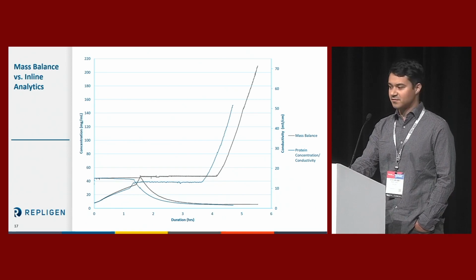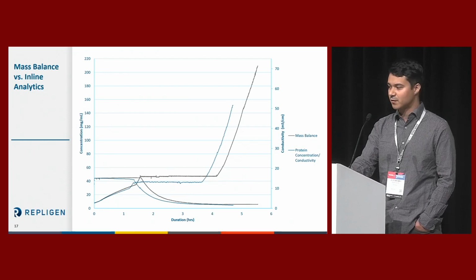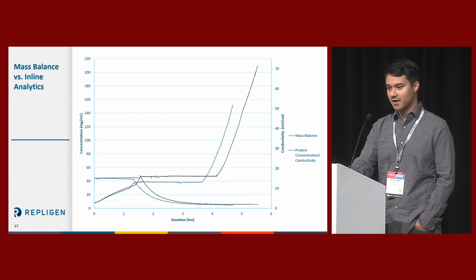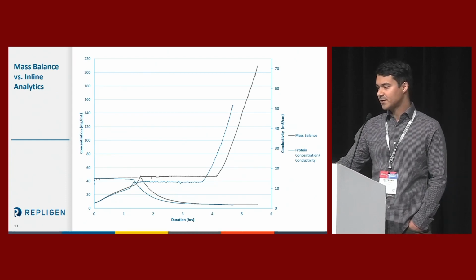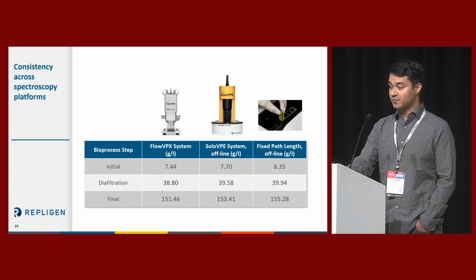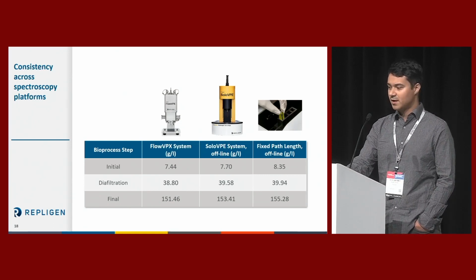We also see those kinds of sensitivities that I mentioned requiring very accurate scale measurement, especially as those volumes get very low, accurate taring, hold-up volume calculation. All of those things introduce error that are present within the traditional scale-based TFF runs. So in this run, we also wanted to ensure that our concentration measurements were consistent across spectroscopy platforms. So we took offline measurements with the Solo VPE, which is also a variable path length technology, as well as with a fixed path length cuvette for offline dilution. And we saw good consistency in the measurement across all the different platforms.